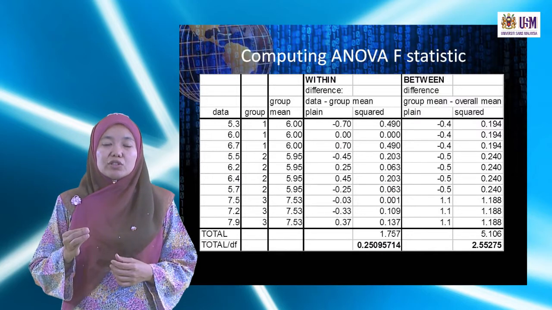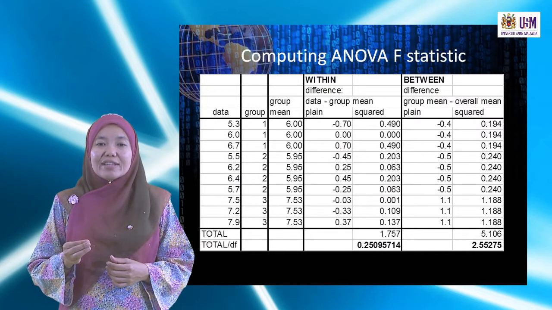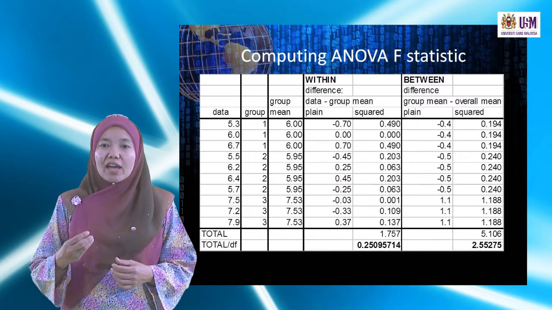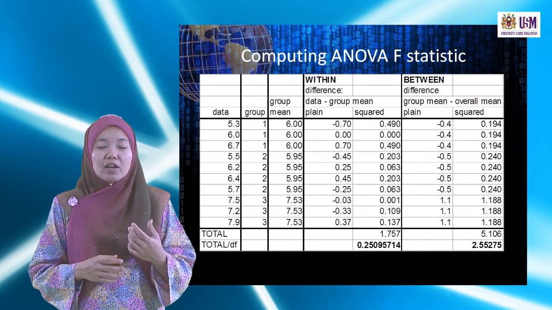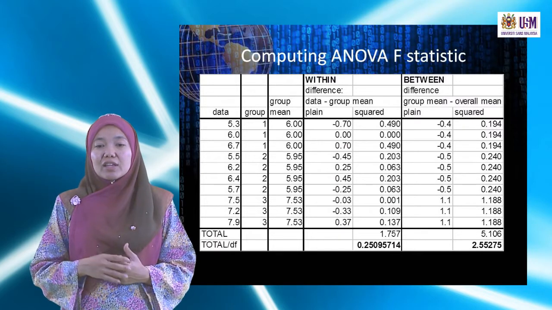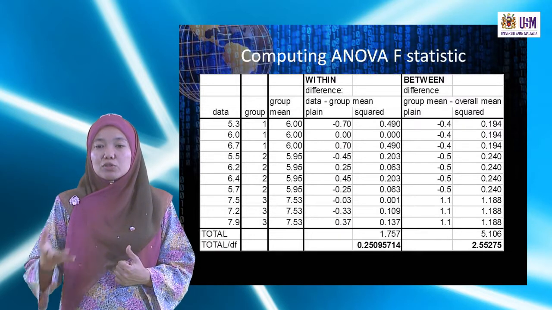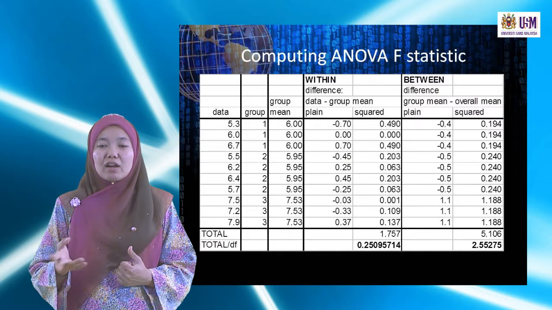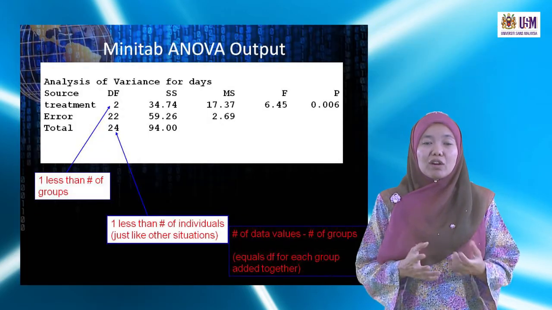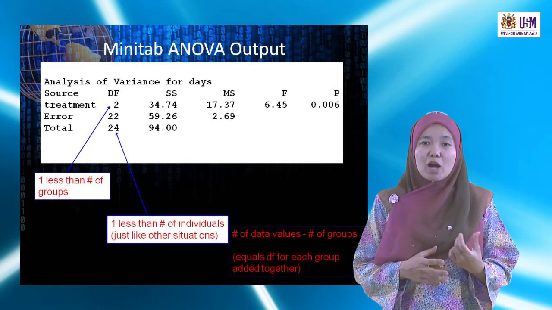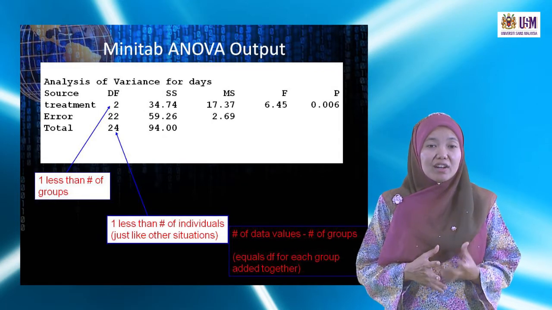Okay, so for each of these, the sum of squares within group variation and between group variation, if you divide by the respective degrees of freedom, that will give you 0.25 and 2.55 respectively. And you can put them in the table. What you have on screen right now is the Minitab output for the ANOVA table.